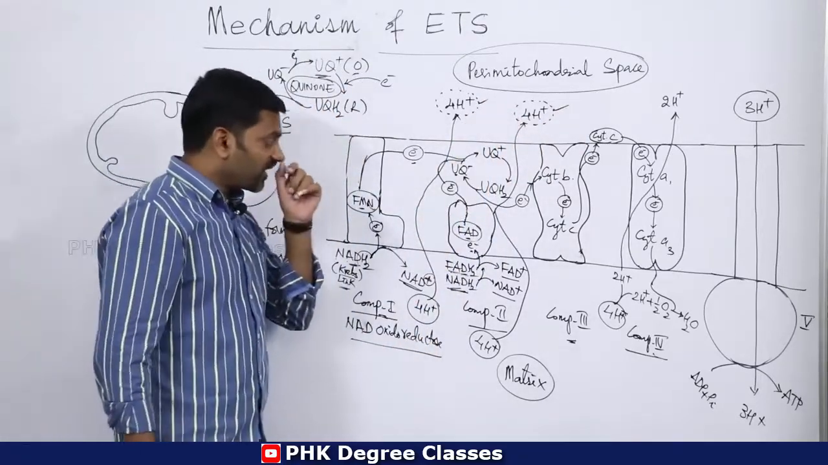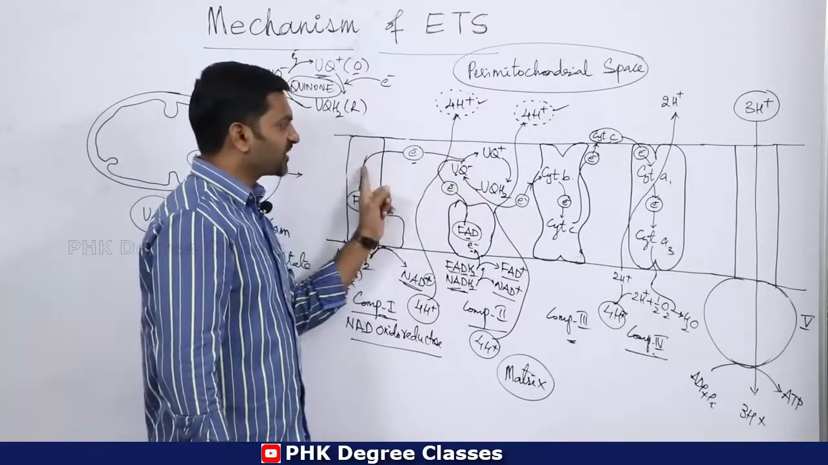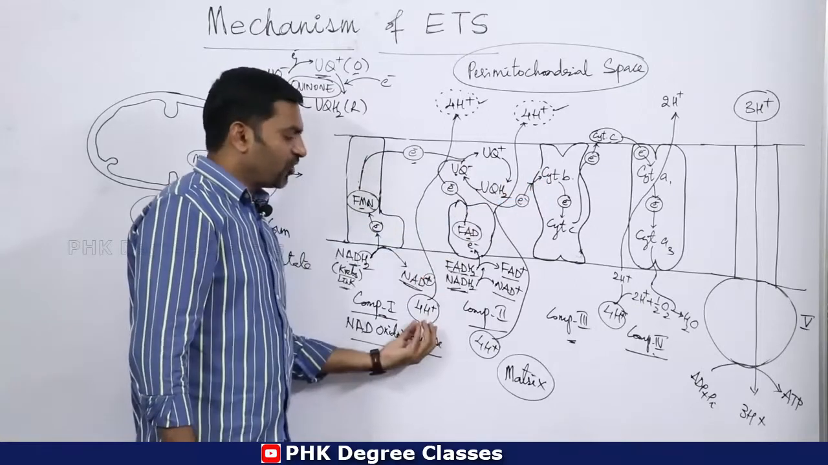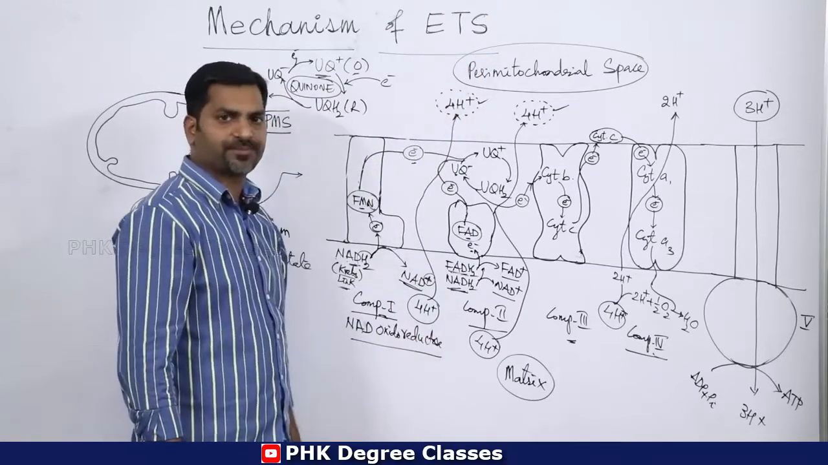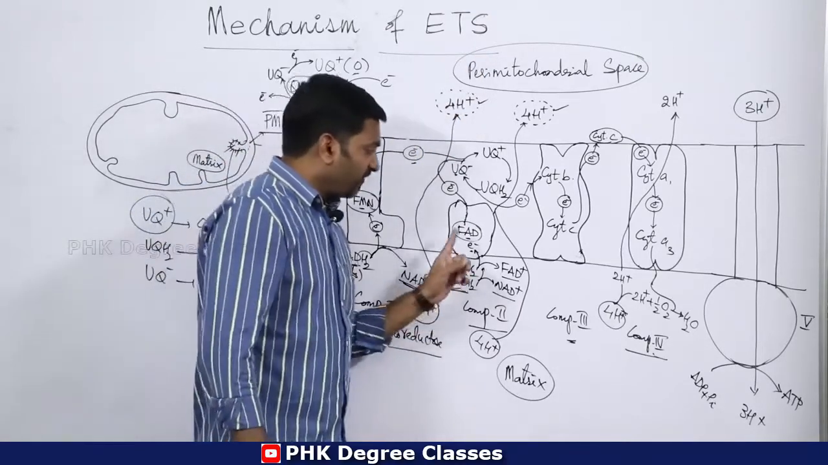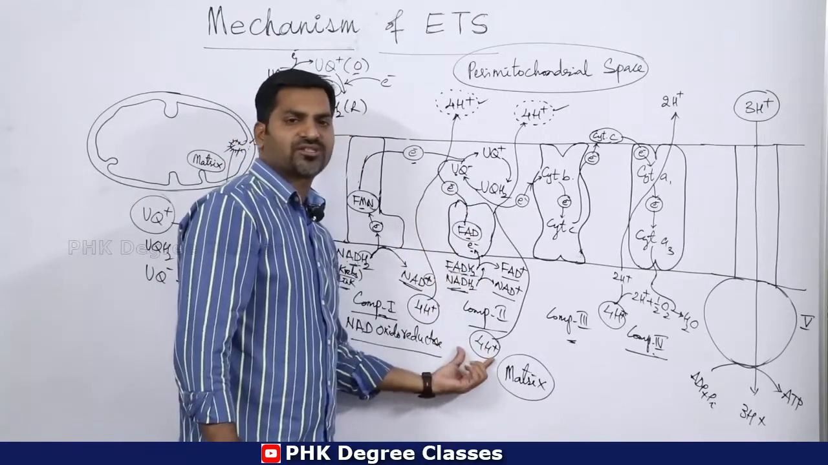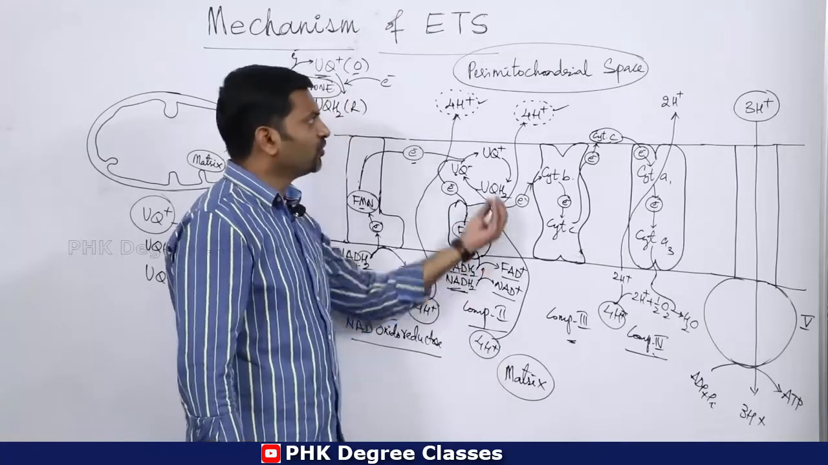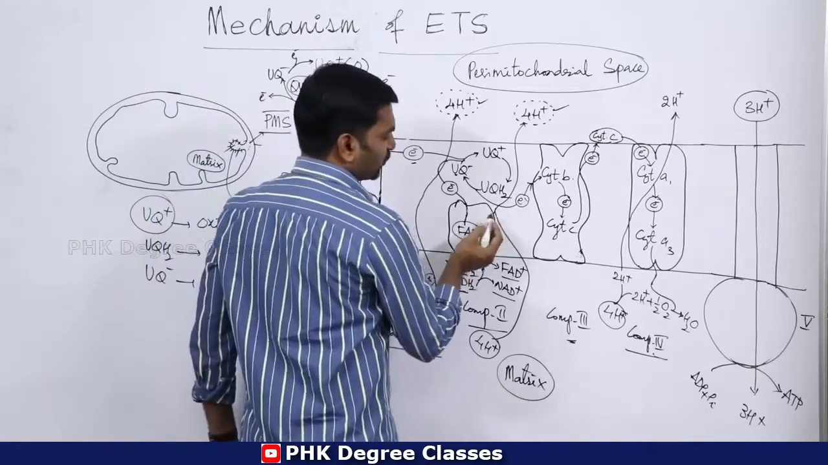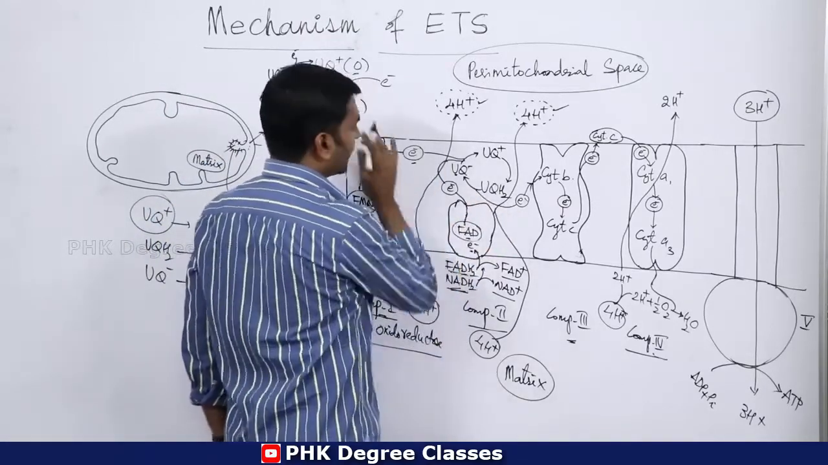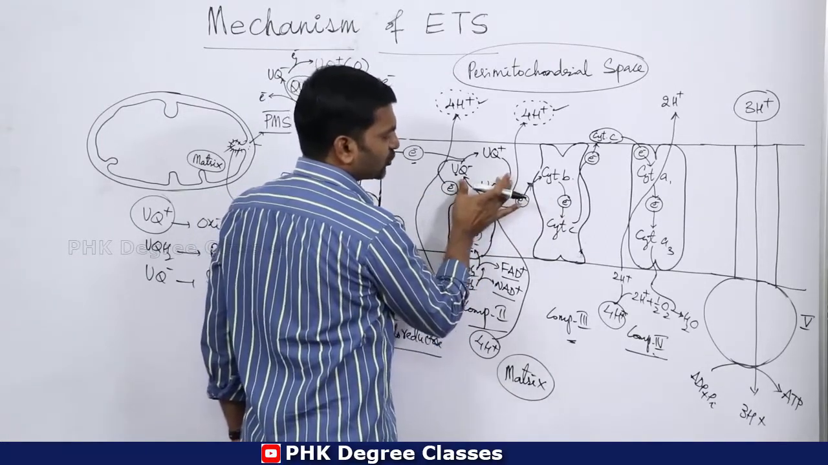Whenever electrons move from complex 1 to ubiquinone, or you can say complex 1 to complex 3, there are 4 protons which move from the mitochondrial matrix to the perimitochondrial space. Clear? Whenever the electrons move from complex 2 to ubiquinone, there are again 4 protons from the matrix of mitochondria that move to the perimitochondrial space.